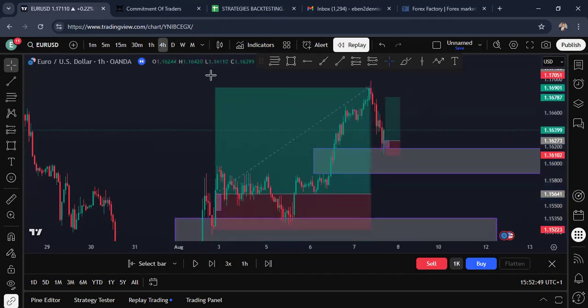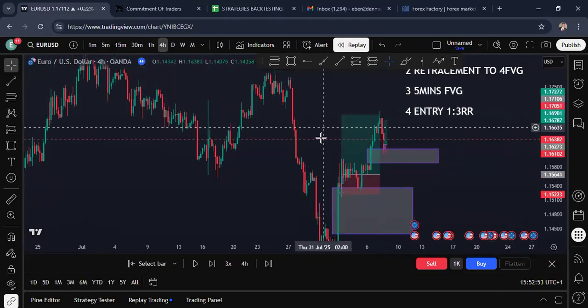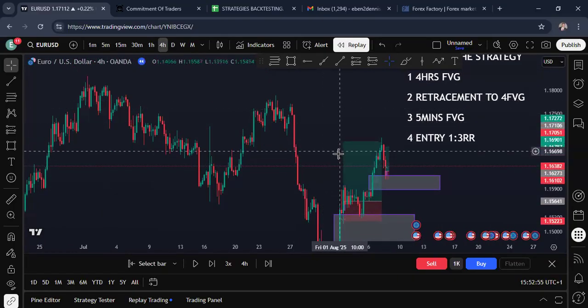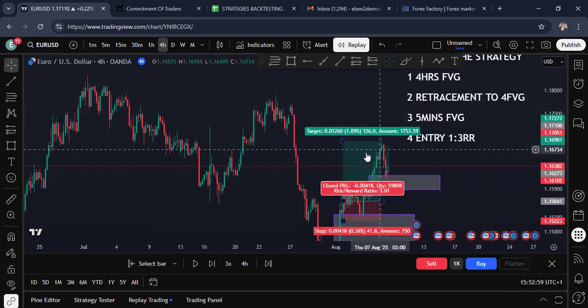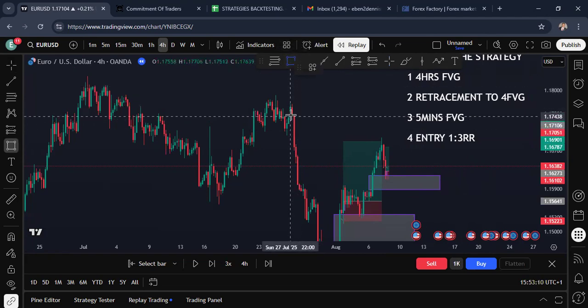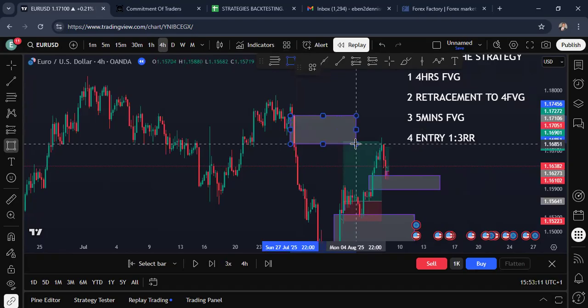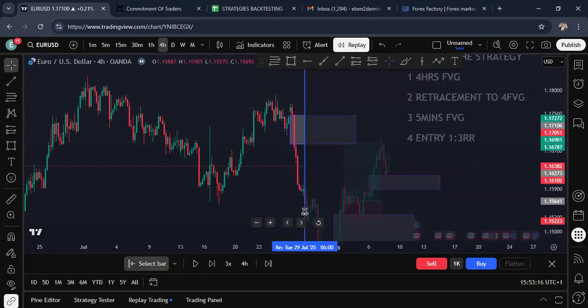So the rules are simple. You go to the 4 hours time frame. When you get to the 4 hours time frame, you look for an FVG. After you find the FVG, you wait for a retracement of the FVG. After the retracement of the FVG, you go to the 5 minutes time frame and wait for the first FVG that forms. That FVG becomes the direction in which you're trading the market. So we have this FVG here, which is a bearish FVG. So I'm going to cut out this part of the market.